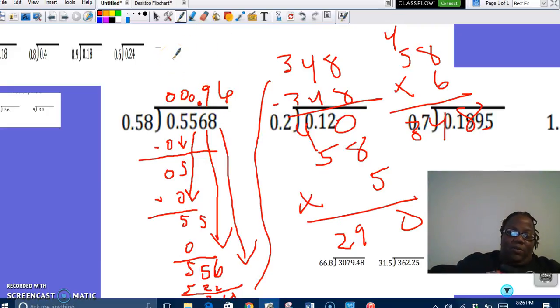Okay. So the whole point, my friends, is remembering when to move the decimal and how many places to move it over when you are dividing. I hope this helps out.